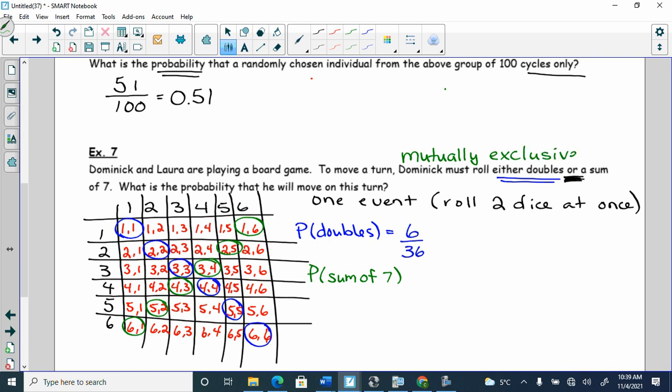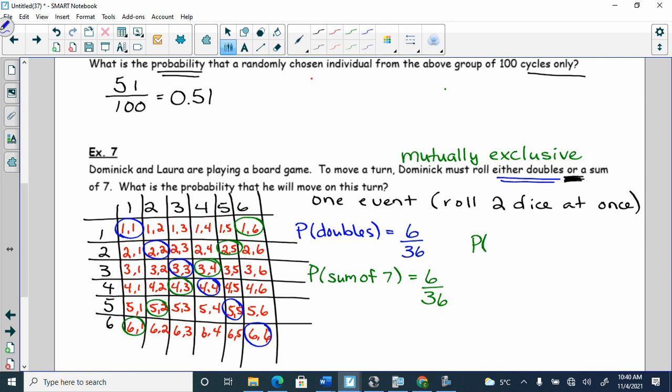There's no blue-green overlap. How many of the green are there? Out of 36. When it's mutually exclusive, I can literally just add the 2 probabilities and I'm done, correct? I don't have to subtract overlap because there isn't any. So, the probability of either a double, I'll just go with double by either.